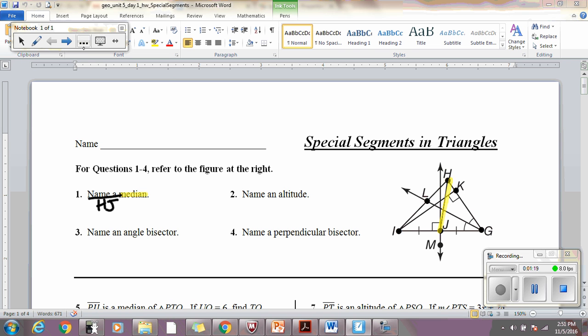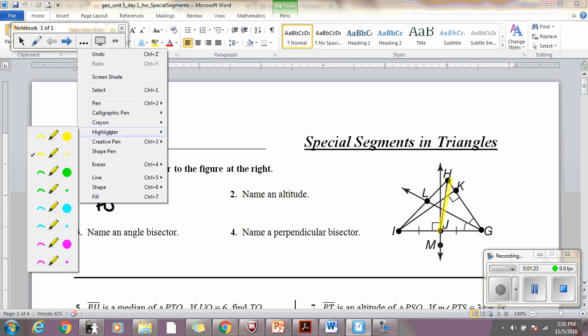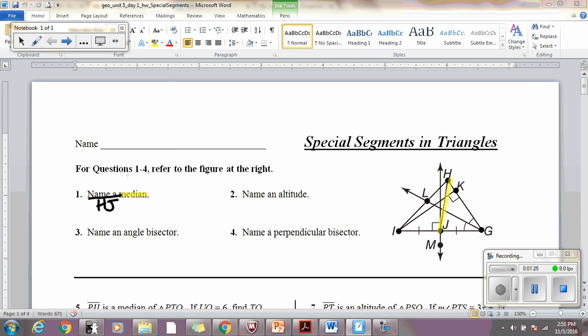All right. Number 2 wants us to name an altitude. We learned from the lesson that an altitude must be perpendicular with a side, and it must come from a vertex. So when I noticed that at point J you see a right angle, and as I follow it in the other direction, either all the way up or all the way down, it does not touch a vertex.